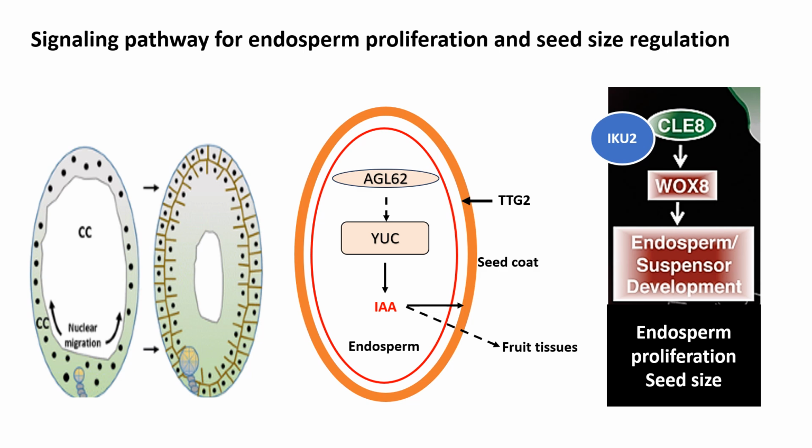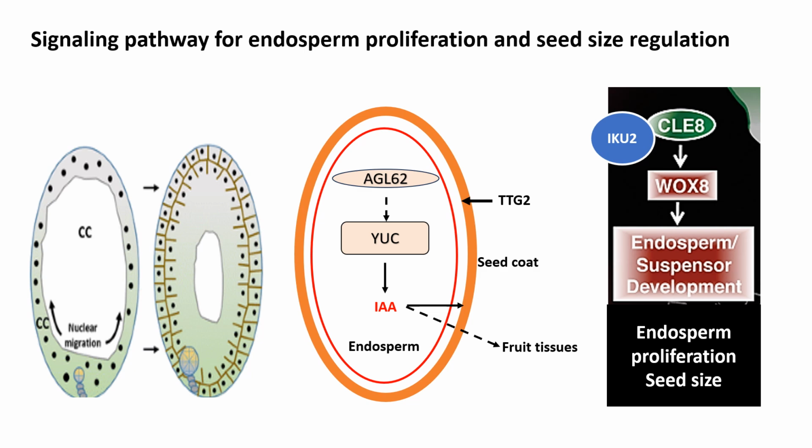CLE8 is involved in patterning of the embryo basal domain, in elongation and patterning of the suspensor cell, and also in endosperm maturation. By regulating both endosperm proliferation and the timing of endosperm differentiation, CLE8 ultimately determines the seed size. Mutant CLE8 seeds are smaller than the wild-type seeds, even when the embryos are morphologically normal.